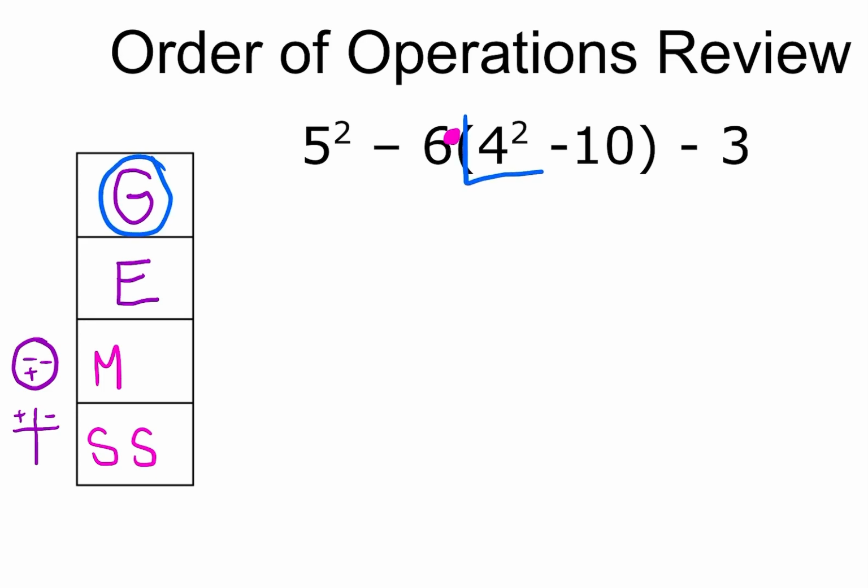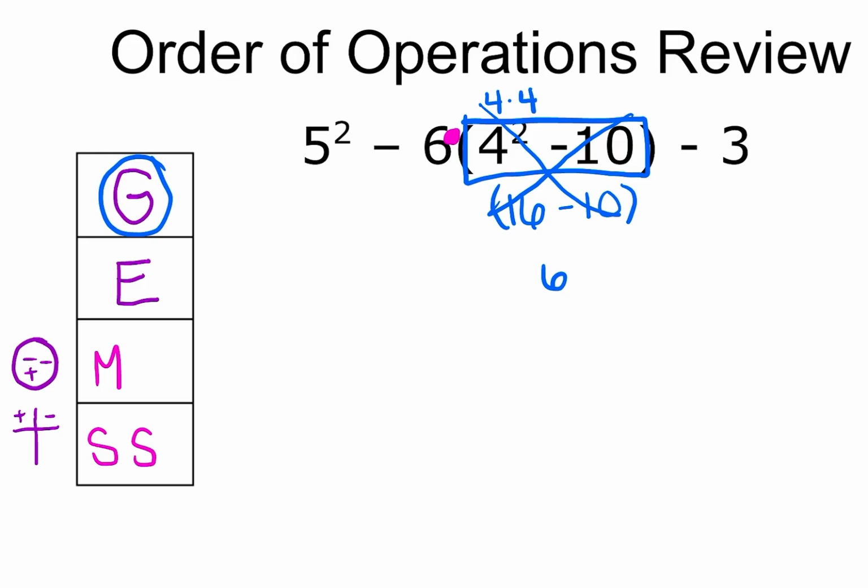So groups are first. This is my group, but inside the group, I have an exponent and subtract. So exponents come before subtracting. Even inside the group, I need to do that first. So 4 times 4 is what the exponent says, not 4 times 2, 4 times 4. 4 times 4 is 16. And then I still have this inside the group. So now I can subtract and do 16 minus 10, which is 6.